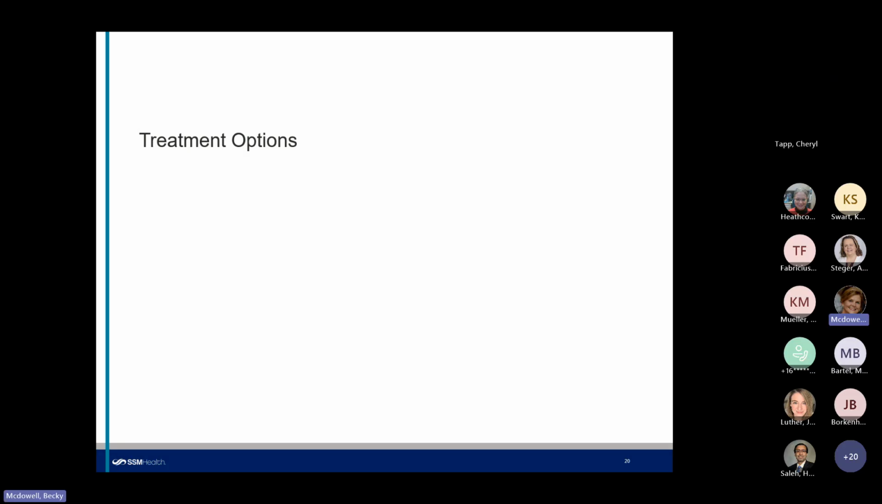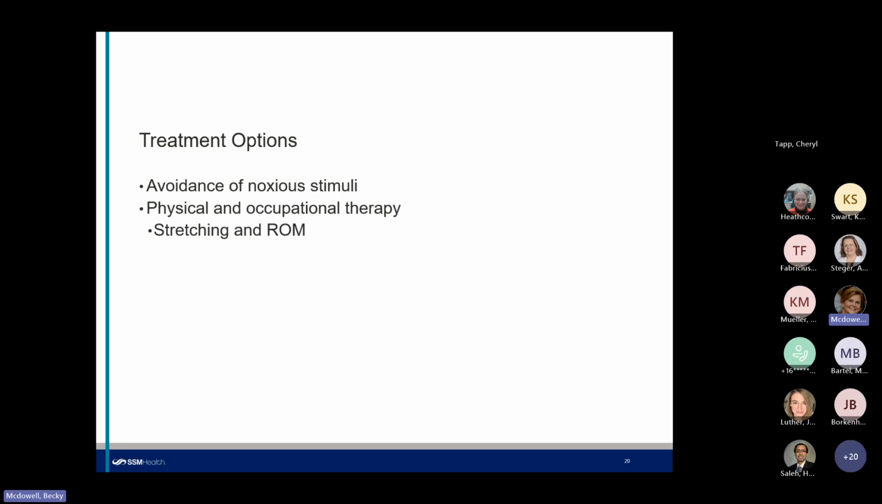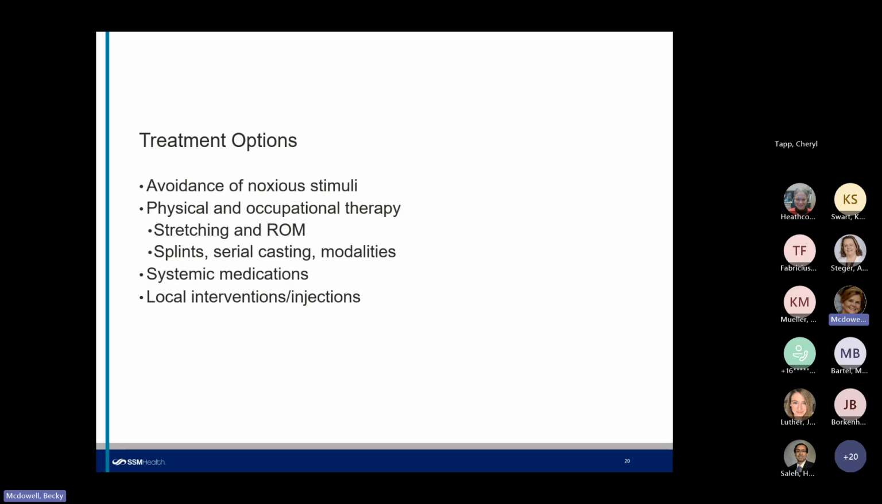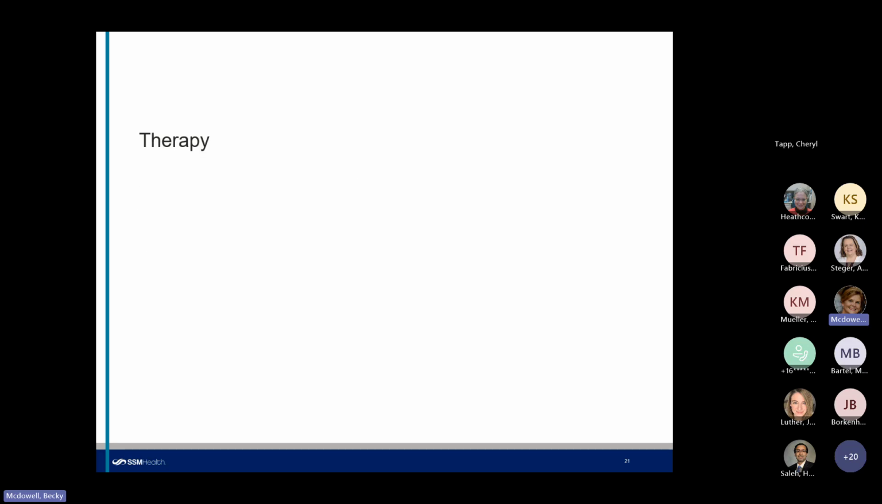We're going to move into treatment options. The best treatment option is to avoid noxious stimuli if present. One of the early things for most people with any spasticity developing is to start them in physical therapy or occupational therapy to get them moving. This includes stretching and range of motion, splints, serocasting, and modalities. We also look at systemic medications that can help spasticity, local interventions or injections, and surgical procedures.